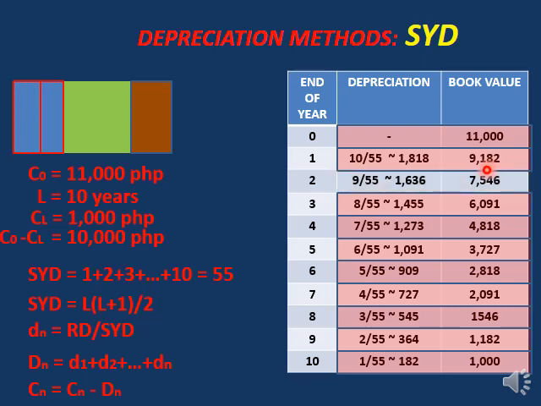On the second year, the amount depreciated is now lesser. Next to 10 is 9. So we have 9 out of 55 of 10,000. So 9 over 55 times 10,000, we get 1,666, or a book value of 7,546. Now, as you can see, the depreciation for every year is actually decreasing.